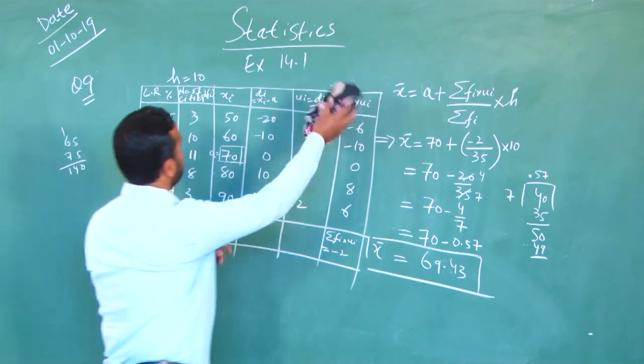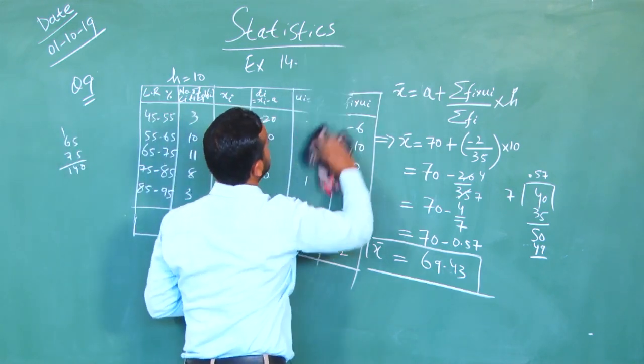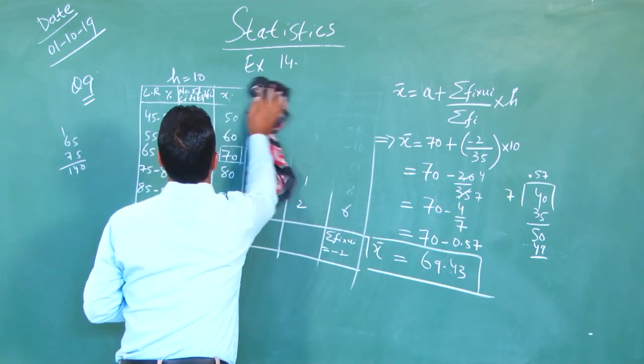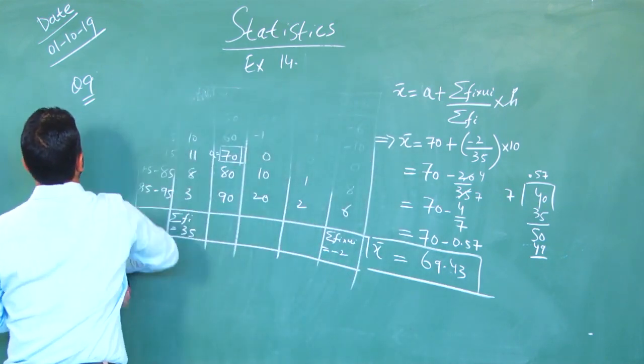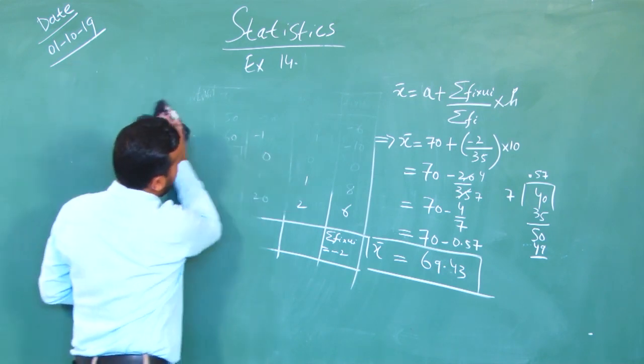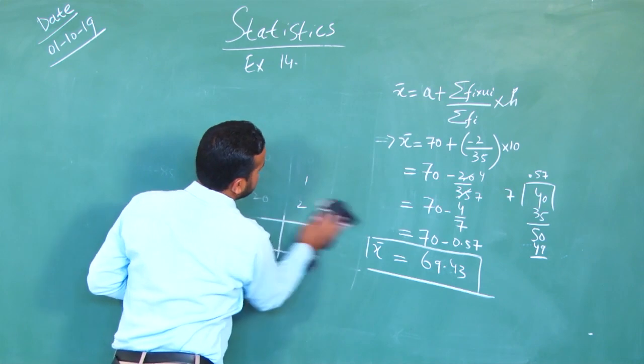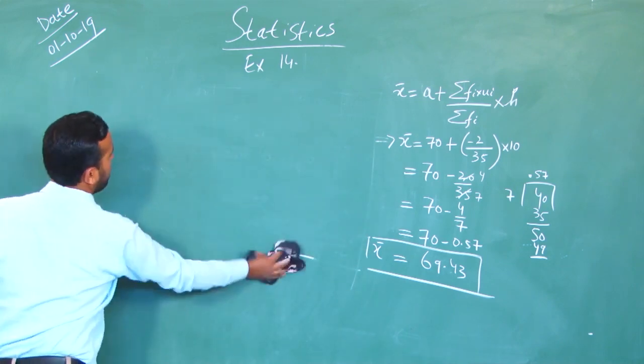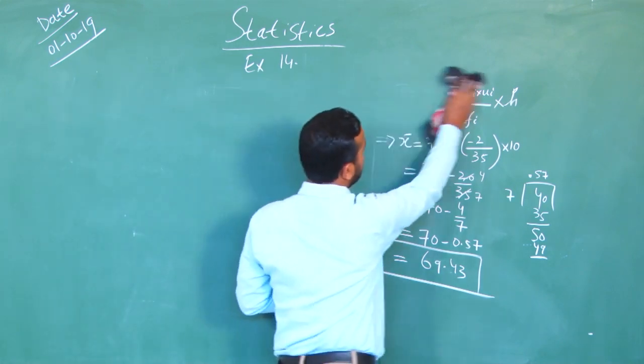Let us go to our next topic, that is how to calculate the mode of given data. All the 3 measures of central tendency are very important from the examination point of view.